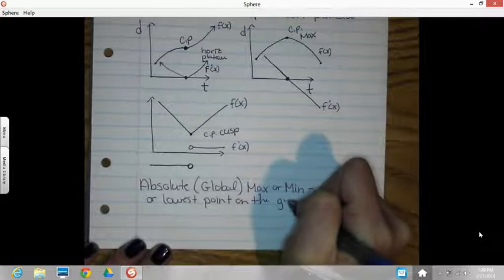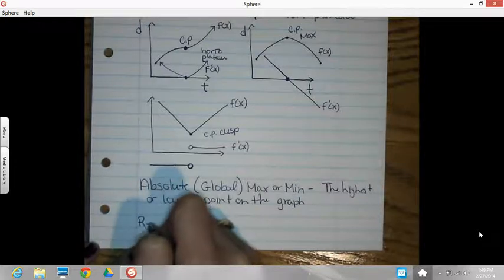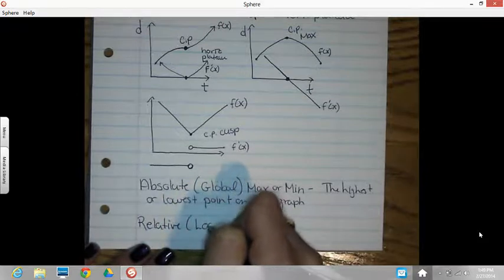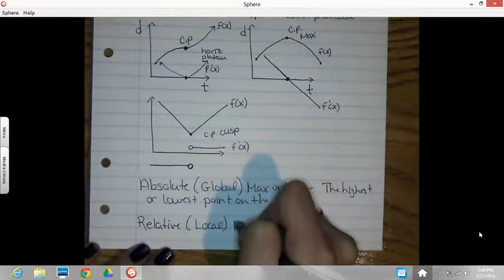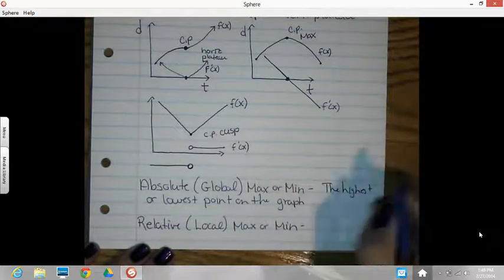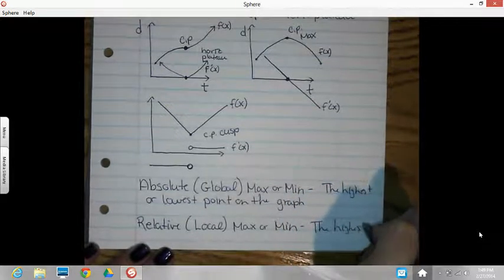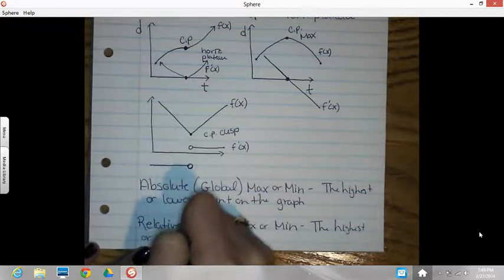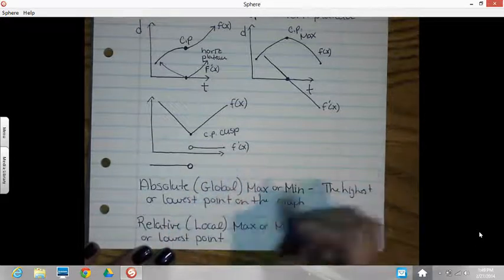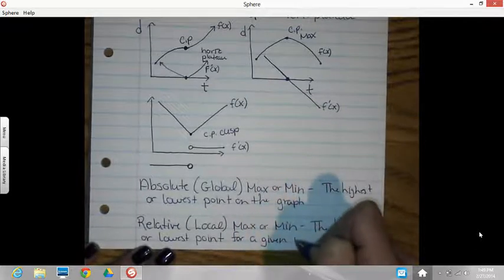And we can talk about relative or local max or mins. So here, these are the highest or lowest point for a given interval. So, a graph to explain these.